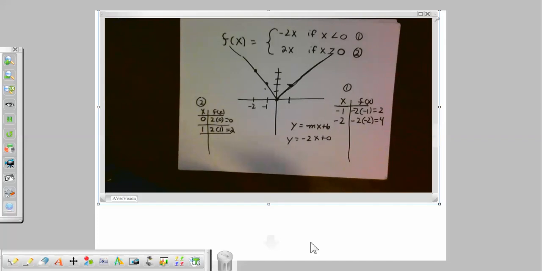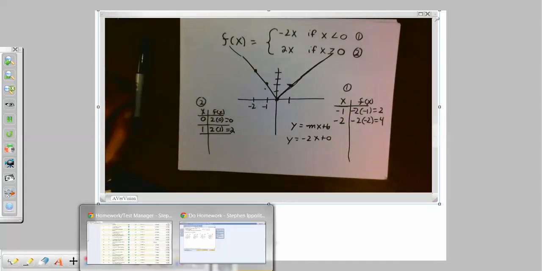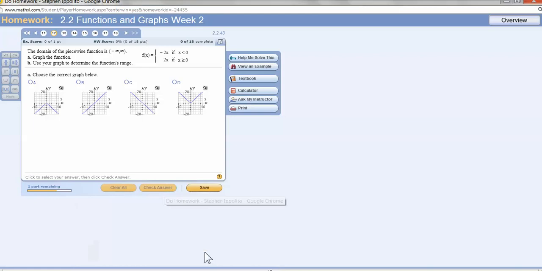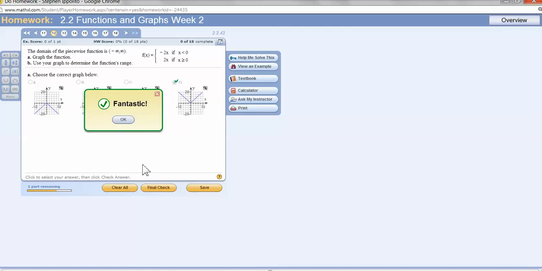So what I'm going to do now is look back at the problem. As you can see, answer choice D is the only one that remotely resembles what I graphed. I'm going to check my answer, and it's fantastic.